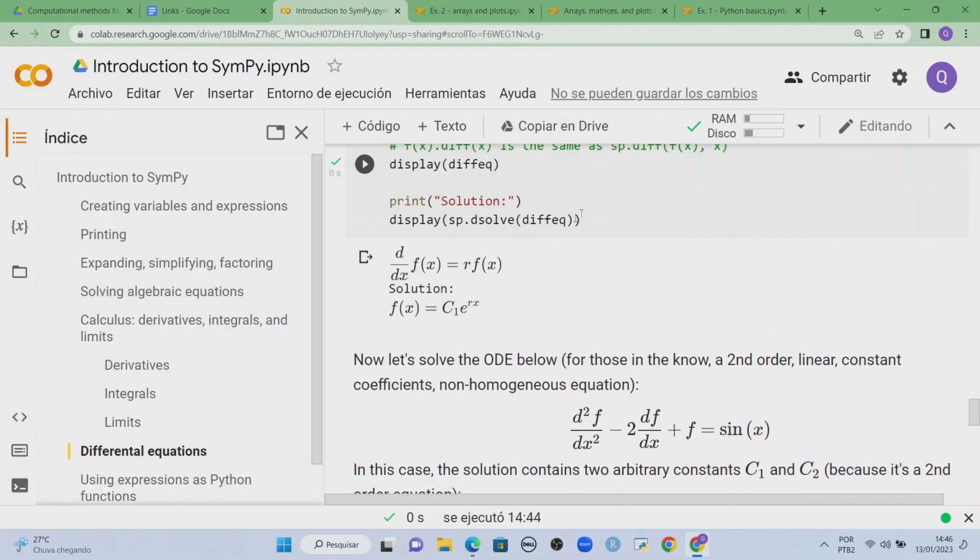Can you show us an example when you give an initial condition? Yeah, I'm going to show that in a moment.